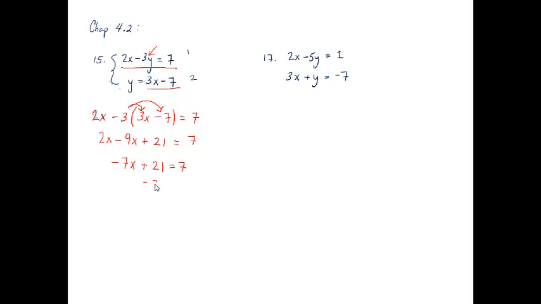Now to solve for x, I'm going to subtract 21 on both sides. And I get negative 7x equals negative 14. And then I'm going to divide by negative 7. Divide by negative 7. And I get x equals 2.